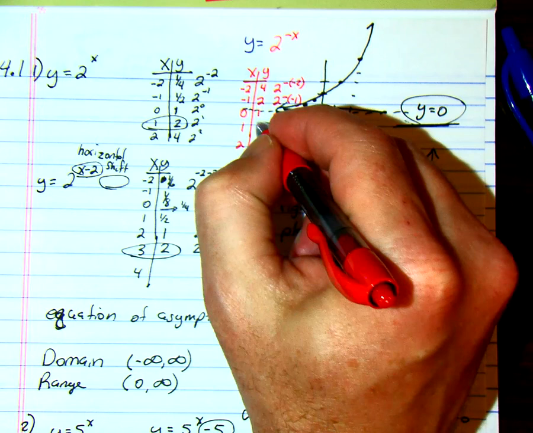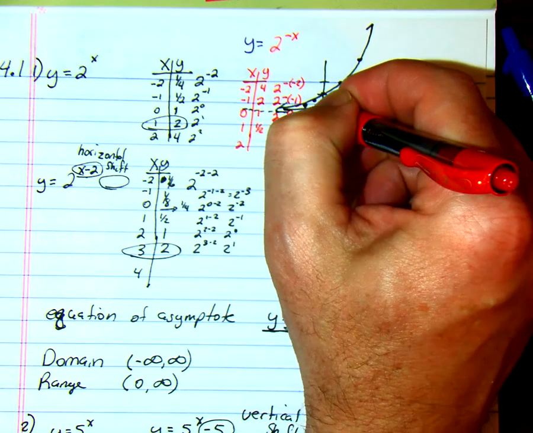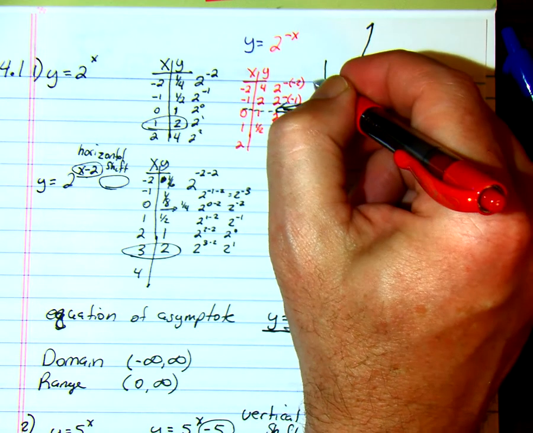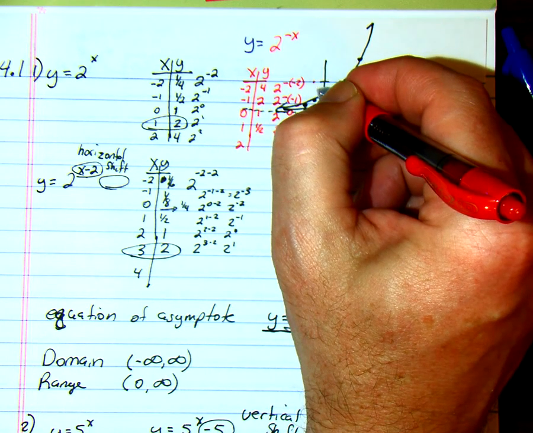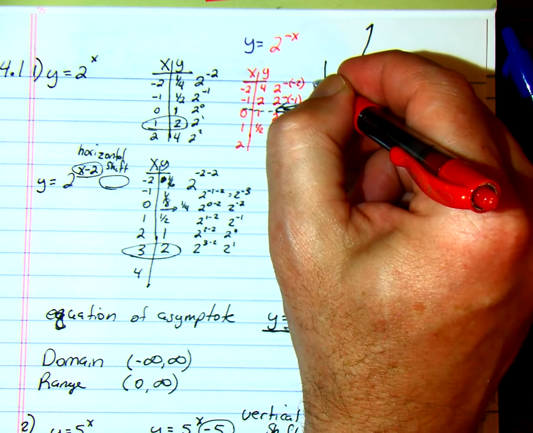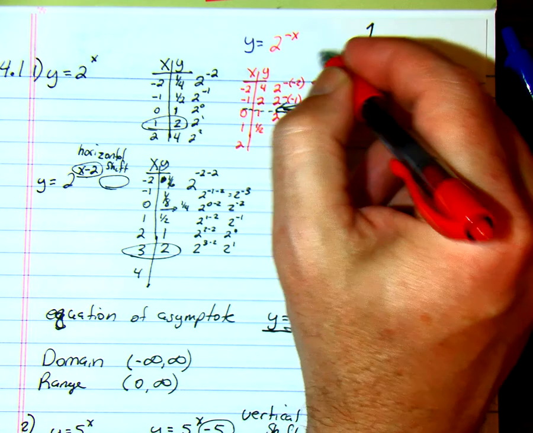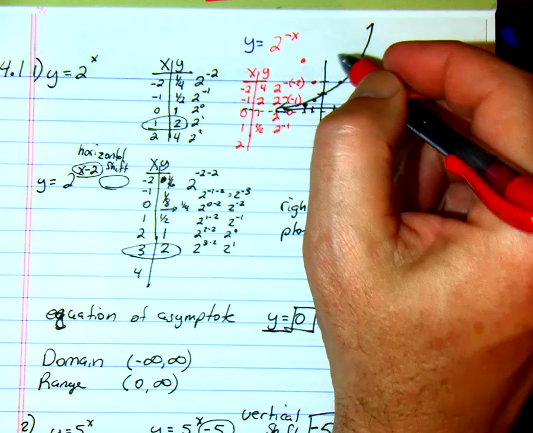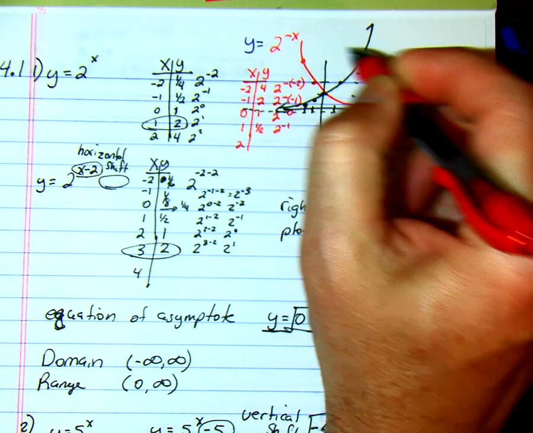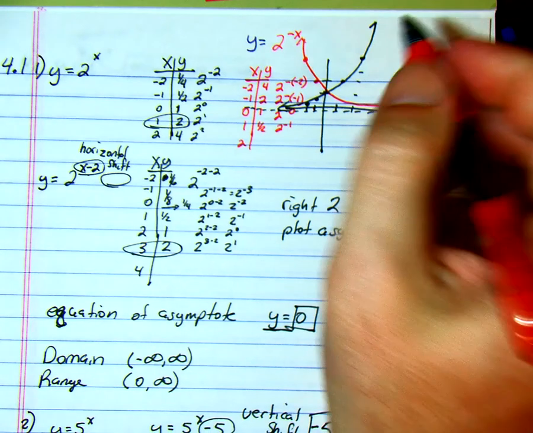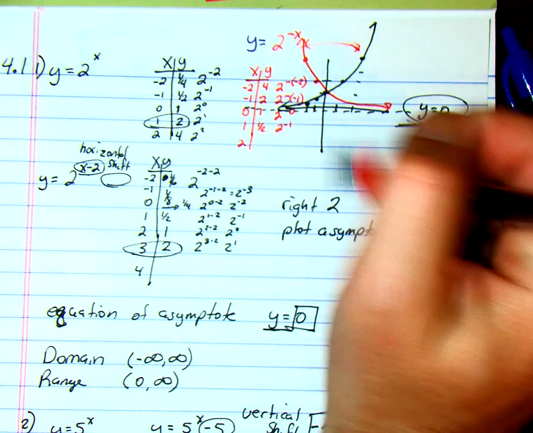So we're seeing that coming through here at negative 1, it had a value of 2. At negative 2, it had this value up here at 4. And so we can see that this graph is coming through like that. So again, we have flipped it over the y-axis.